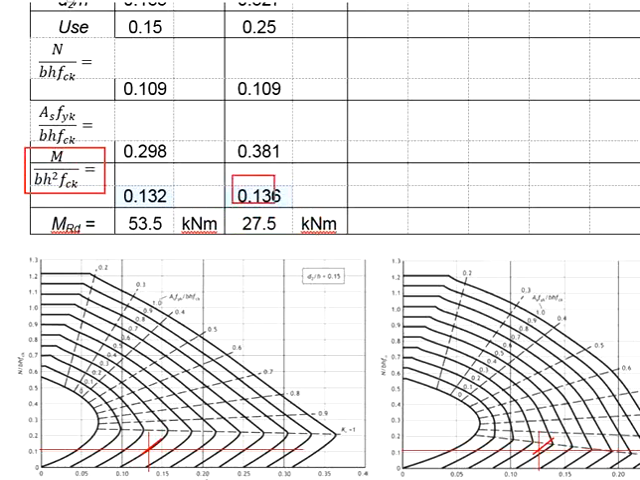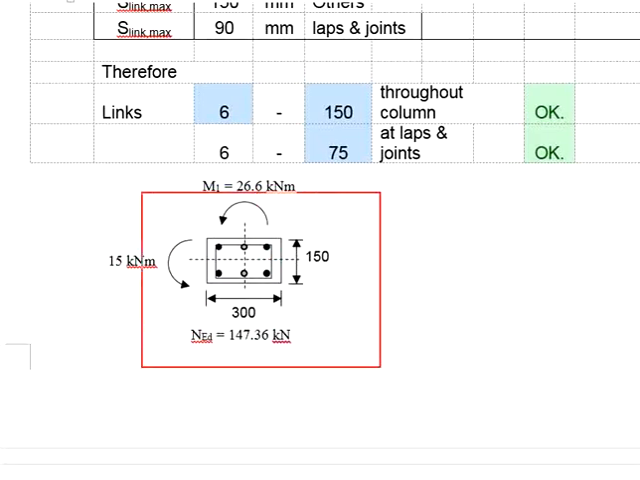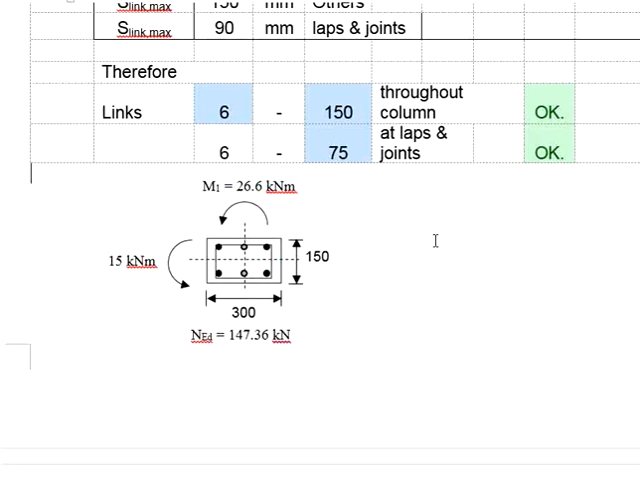Taking this as an equation, bring the bh² fck to the opposite side and multiply with 0.136. Then theoretically you will get 27.5 kNm. You will have to be careful with the bh² here. For the major axis, the b will be 150 and the h will be 300, since the dimensions of the column are given as 150 and 300.